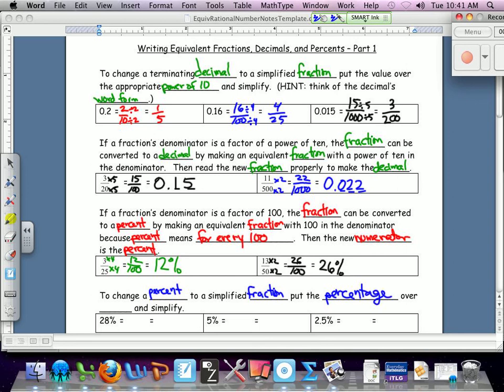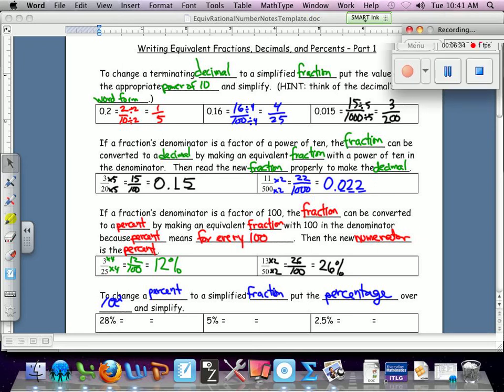To go the other way, to change a percent to a simplified fraction, put the percentage over 100 and simplify. So 28% can be changed into the fraction 28 over 100.